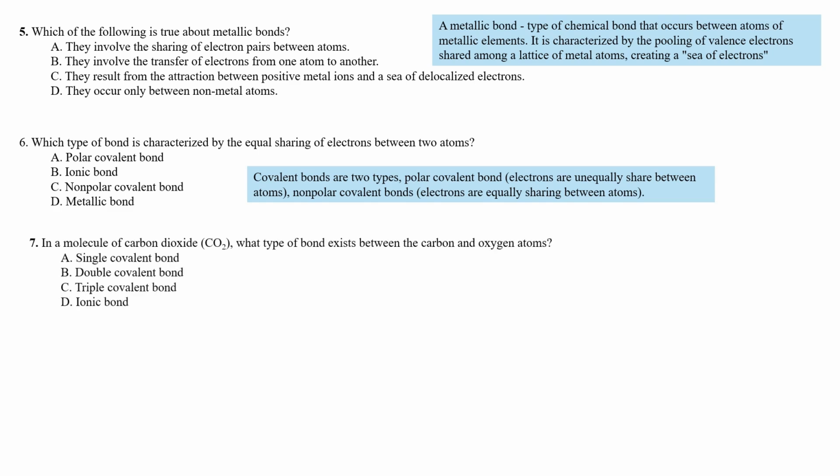Next question. In a molecule of carbon dioxide, CO2, what type of bond exists between carbon and oxygen atoms? If you draw a Lewis structure for CO2, it looks like this: oxygen double bonded with carbon, and two lone pairs on each oxygen. These are covalent bonds between carbon and oxygen.